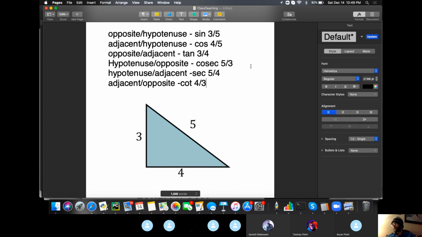So Parv asked a question: can we write the reverse of sine cos tan as sine inverse cos inverse tan inverse? No, you cannot. You can write it as 1 by sine, or you can write it as 1 by cos, or you can write it as 1 by tan. But if you say sine inverse, that will be different. That is a completely different concept which we will not be focusing at all at this point of time.